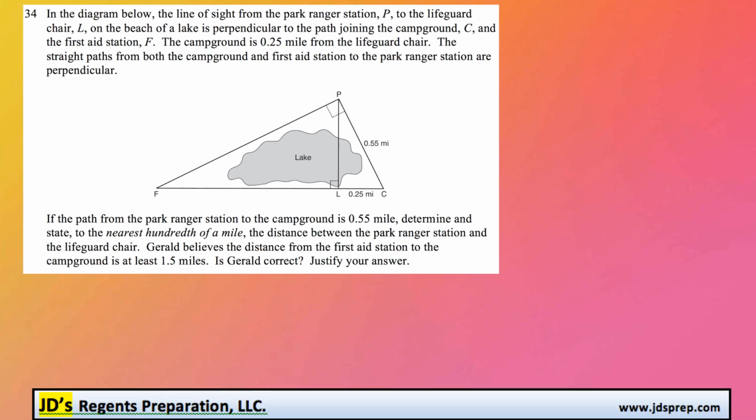Welcome to problem number 34 from the June 2015 Geometry Regents exam. Two-part question here. The first part, I'm just going to skip all the reading and get right to the math stuff. So in the first question, we're trying to find the distance between the park ranger station and the lifeguard station. So that's this black distance here.